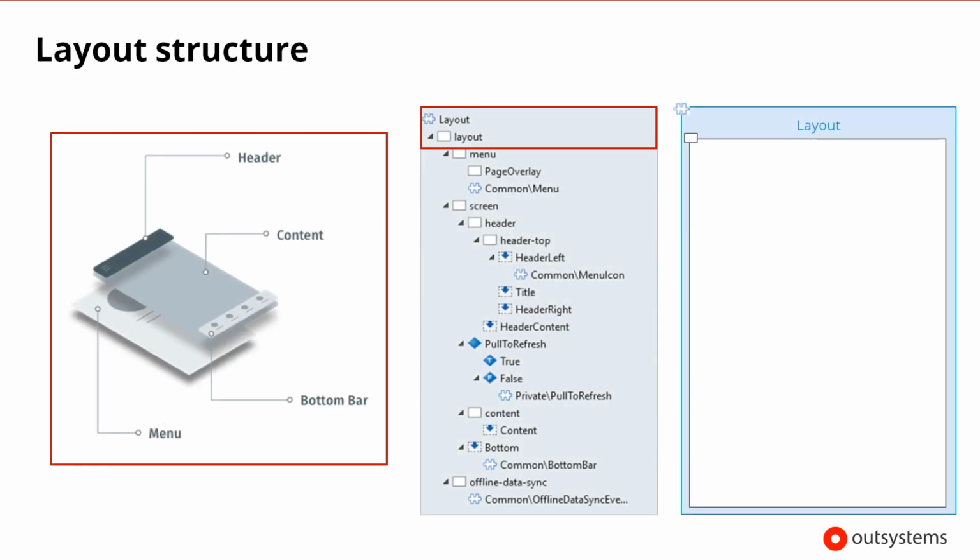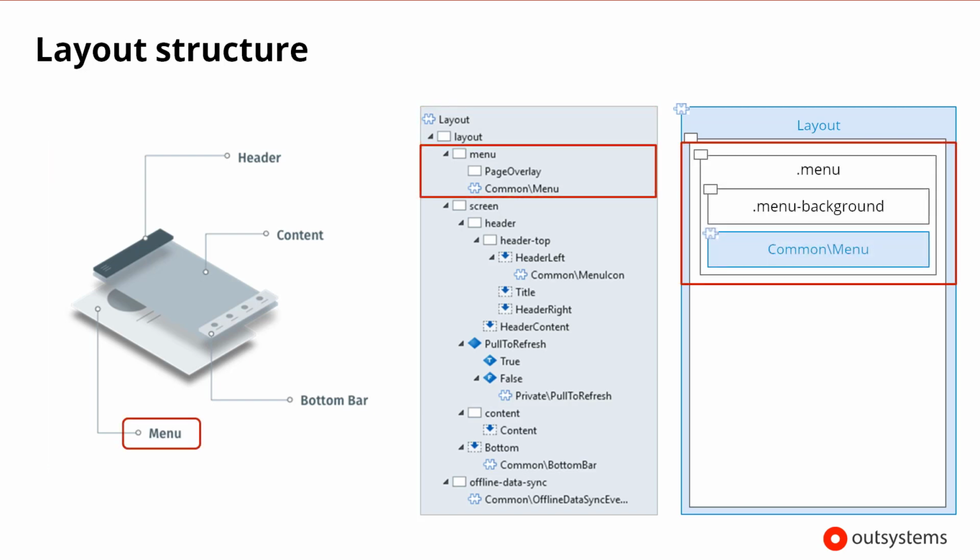We'll now start looking at the layout structure itself. In the middle box, you can see the layout block widget tree with the outermost layout container. In the right box, you'll see how the elements are put together in terms of inheritance and CSS classes. The first thing you'll find inside this container is a menu container that has the menu CSS class. Inside of this, you have a new container named Page Overlay, which has the menu background CSS class and the menu block called Common Menu.